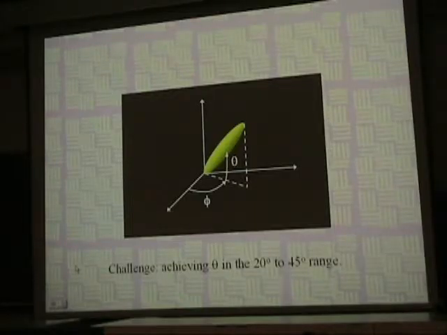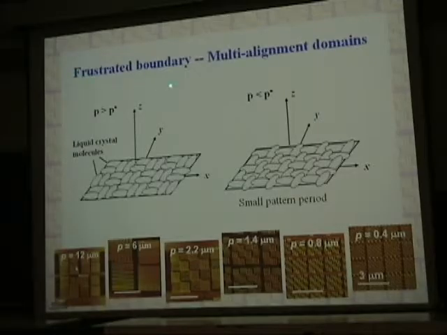Now, our approach involves the so-called frustrated boundary, which basically is composed of an array of multiple liquid crystal alignment domains. Now, shown in the bottom is the topographical image of the multiple alignment domain patterns that we fabricated by using atomic force microscopic local oxidation. Now, in these patterns, the alignment domains are made of parallel grooves, either in the x direction or in the y direction. The way these patterns work is the following.